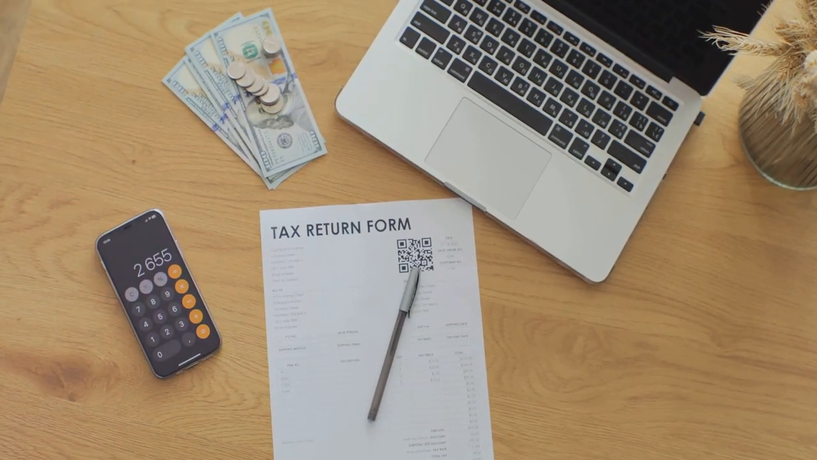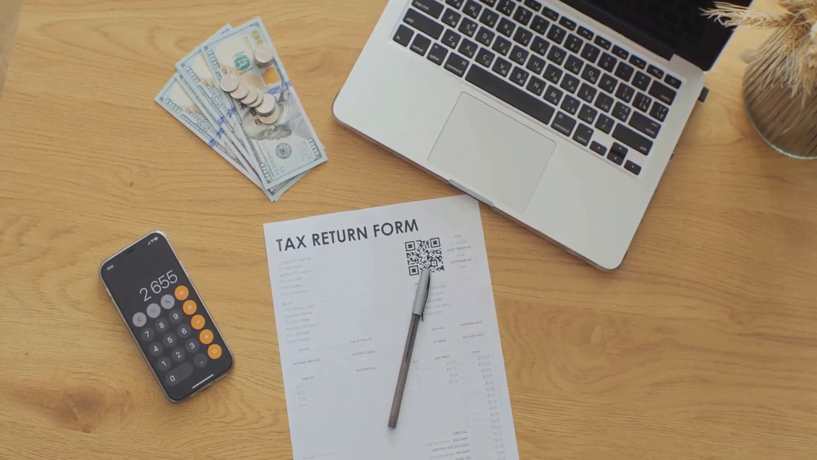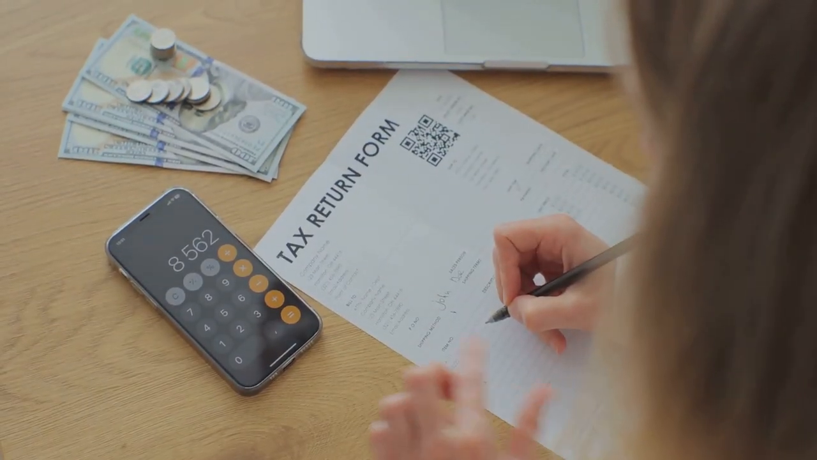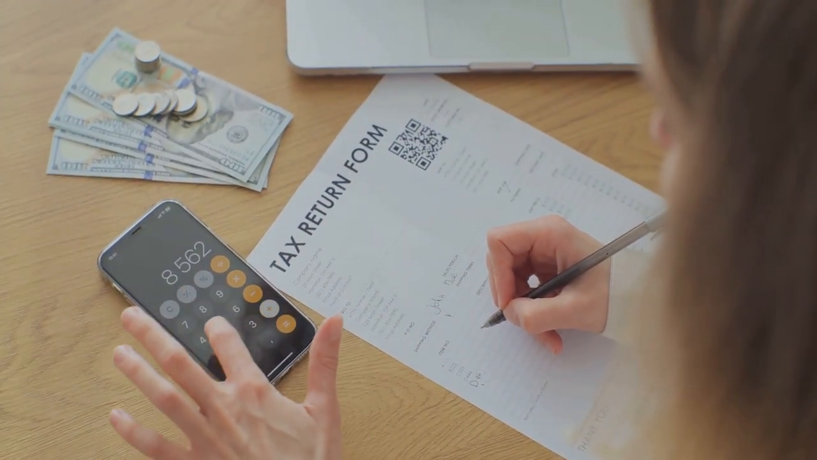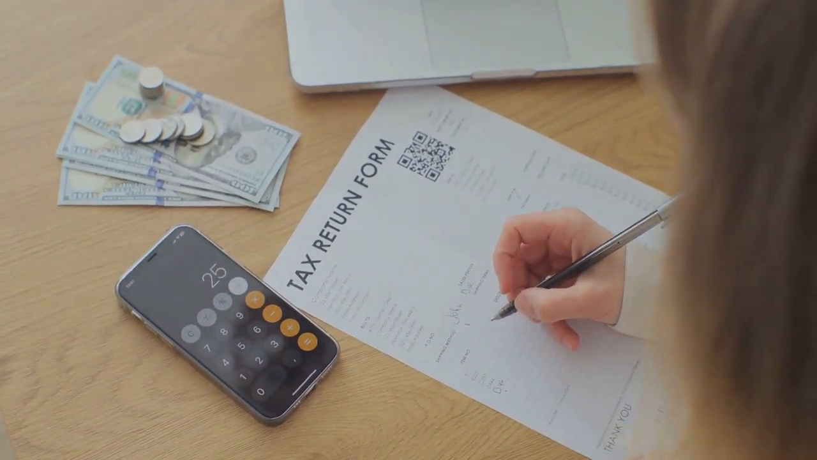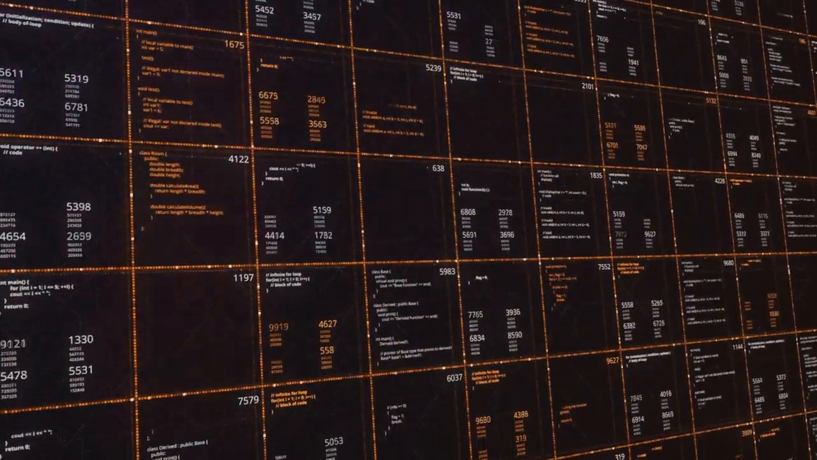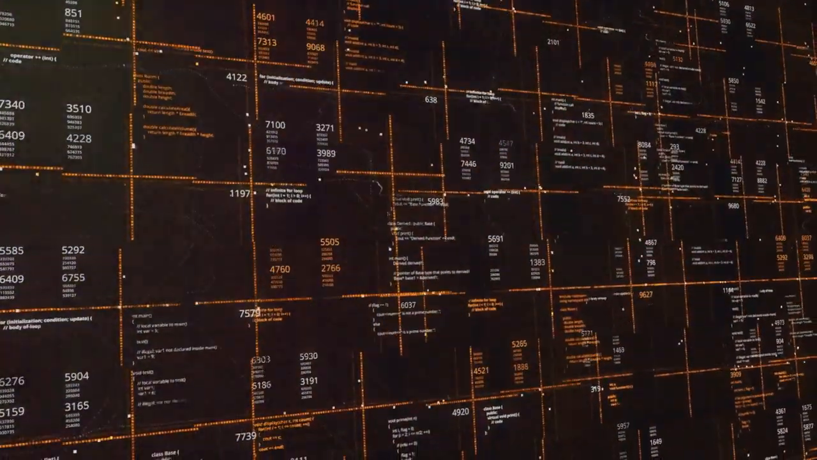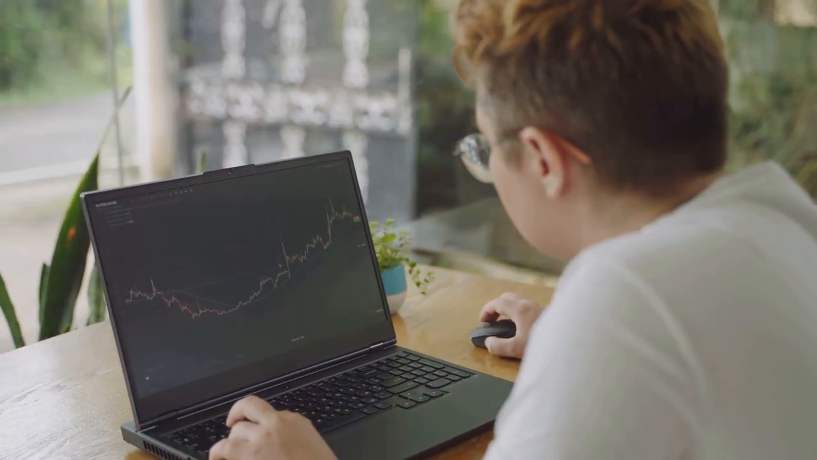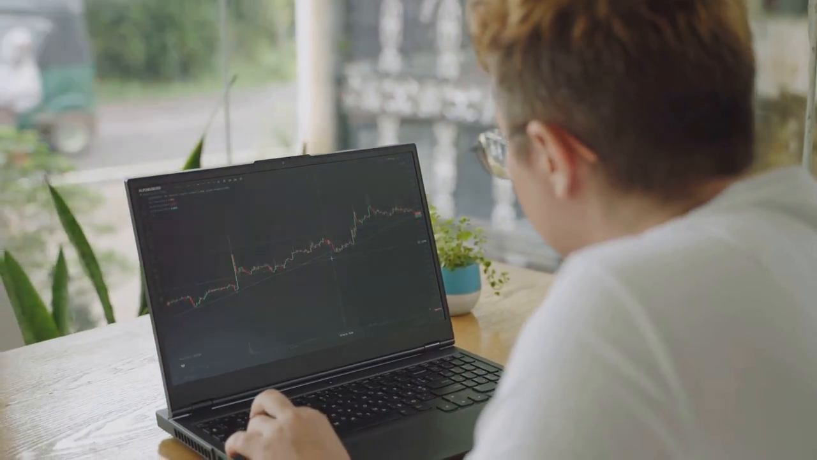Here's the deal. Those staking rewards, they're considered taxable income. That means whether you're holding or selling, the IRS wants to know. Now, figuring out how much you owe can get tricky. You've got to track the value of your rewards at the time you receive them and report them as income. On top of that, if you sell or trade those rewards later, you'll need to calculate capital gains or losses.